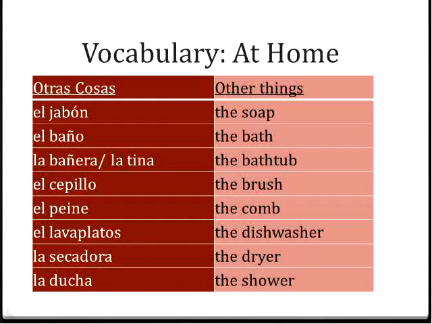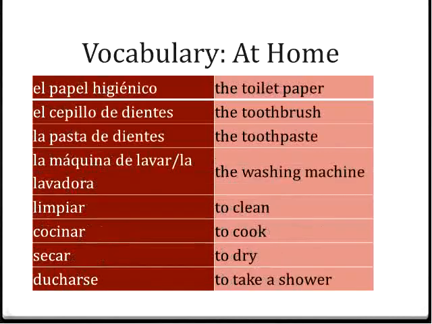Okay, so I'm just following this pronunciation-wise. If you're having issues, let me know. El papel higiénico, el cepillo de dientes, la pasta de dientes. So if you remember dientes, you can remember toothbrush and toothpaste. La máquina de lavar o la lavadora. Limpiar, cocinar, secar y ducharse. To take a shower, ducharse.